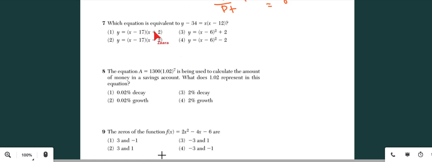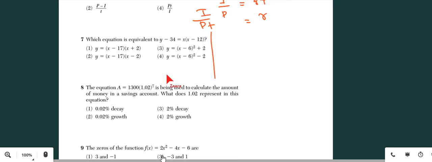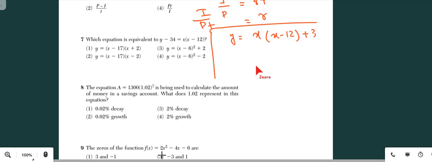In the next question, you are given which equation is equivalent to this one. How can we get that? Very interesting question and a little new. Look, first I will add 34 on both sides of the equation. So I will get y equals x(x minus 12) plus 34.